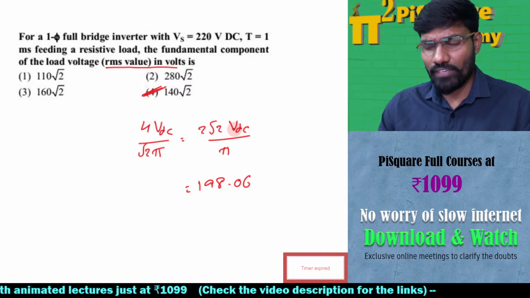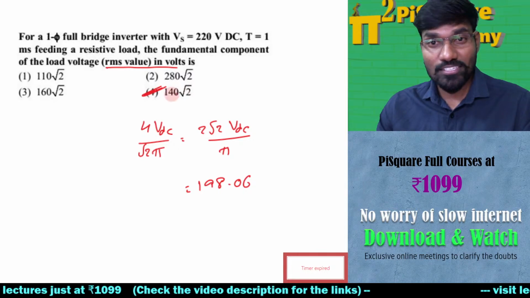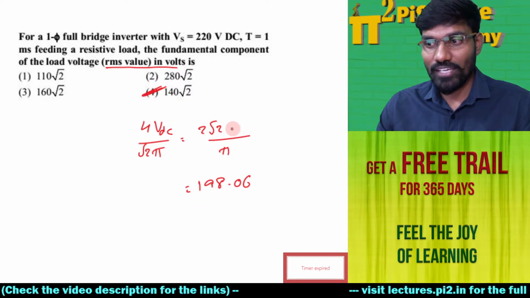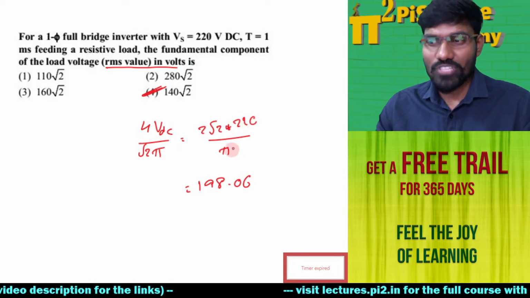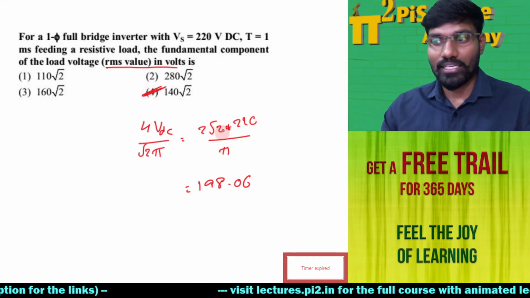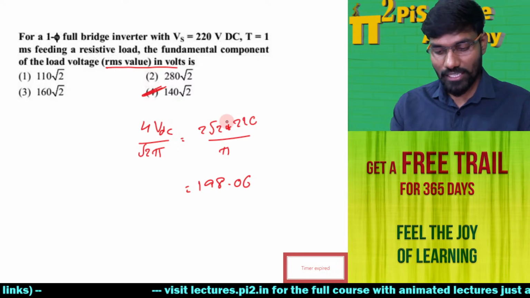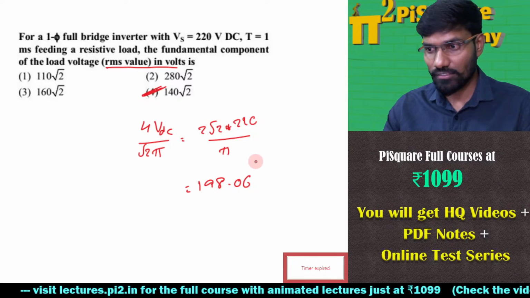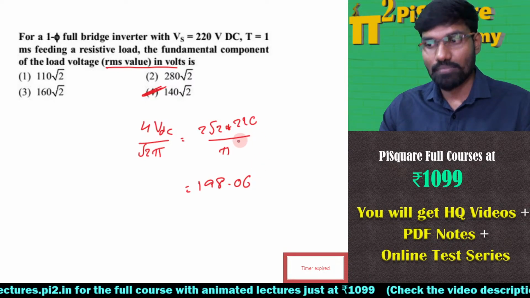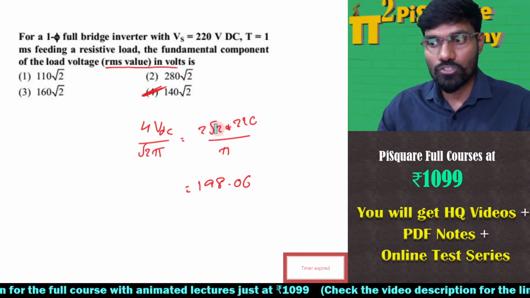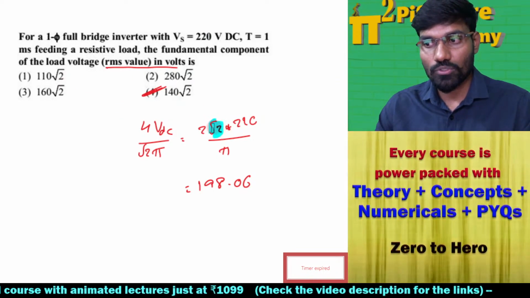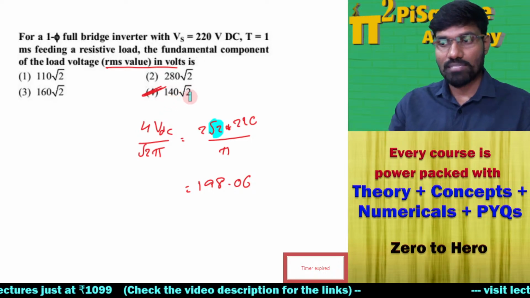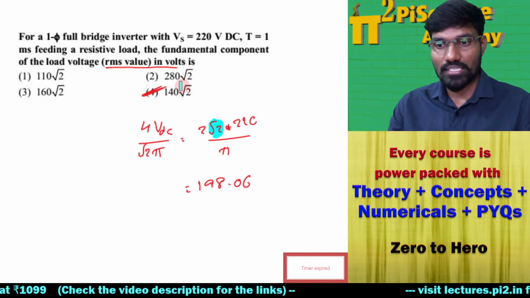Whenever you get these kinds of options, don't go just like this. Simply you have 220, just divide 220 by pi, keep root 2 as it is. 220 into 2 by pi, you get 140 point something. I left this root 2 because in the options root 2 is there, so don't multiply with root 2. So 140 point something into root 2, that's the answer.